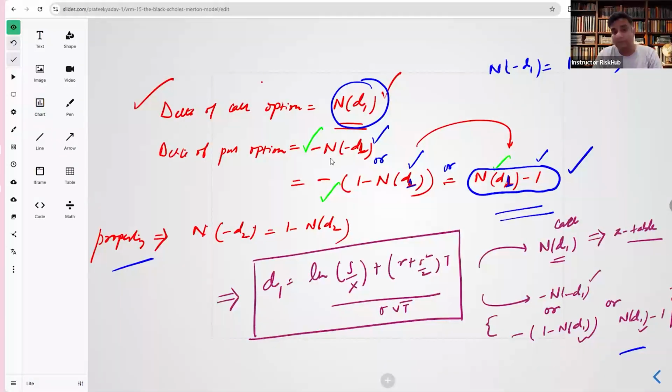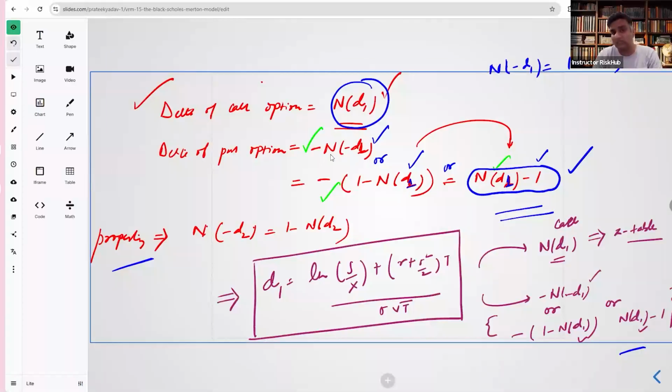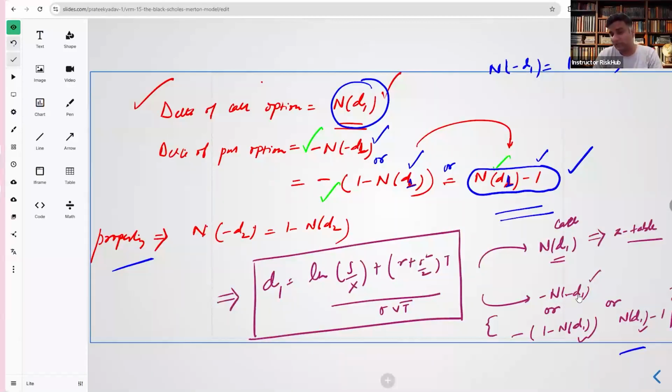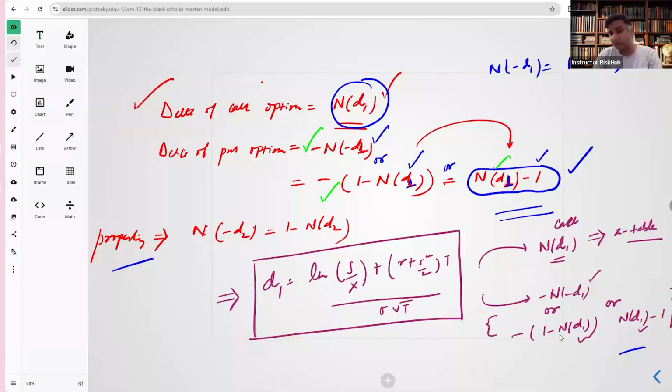Sometimes they give you minus N(minus d1). Sometimes they give you N(d1) minus 1. Both are correct answers, please understand. If they give you minus N(minus d1), that is also correct. If they give you N(d1) minus 1, that is also correct. Don't make it wrong. d1, we studied yesterday. Call option delta is N(d1). Put option delta can be minus N(minus d1), or minus 1 minus N(d1), or N(d1) minus 1. Whatever form it is given, just remember it.